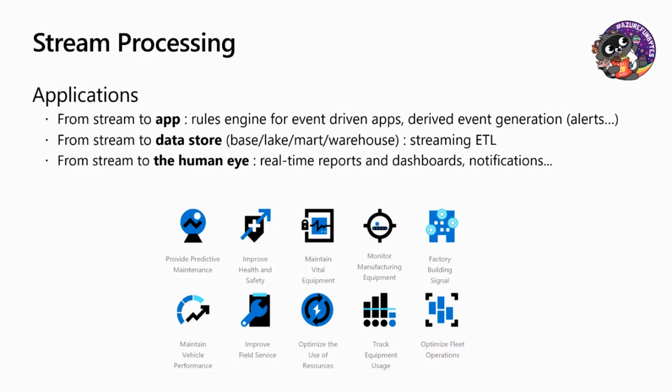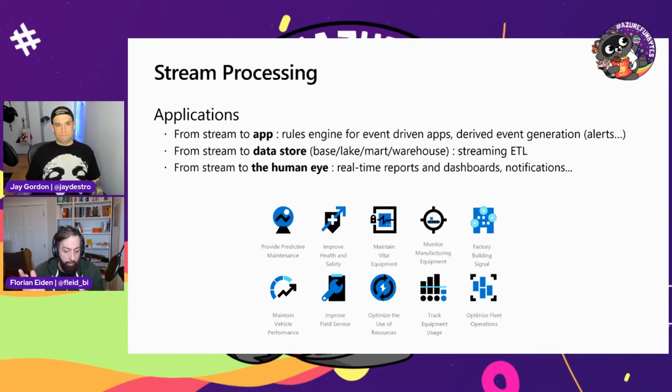If you need to offload your stream of data to a data store, so database, data lake, data mart, data warehouse, whatever the next thing comes, then you need a streaming ETL. ETL, as in, if you remember from the data warehousing days, we extract, we transform, we load, even though now it's more like extract, load, and transform. And if you need that streaming ETL going from a stream to storage, that's the application for stream processing.